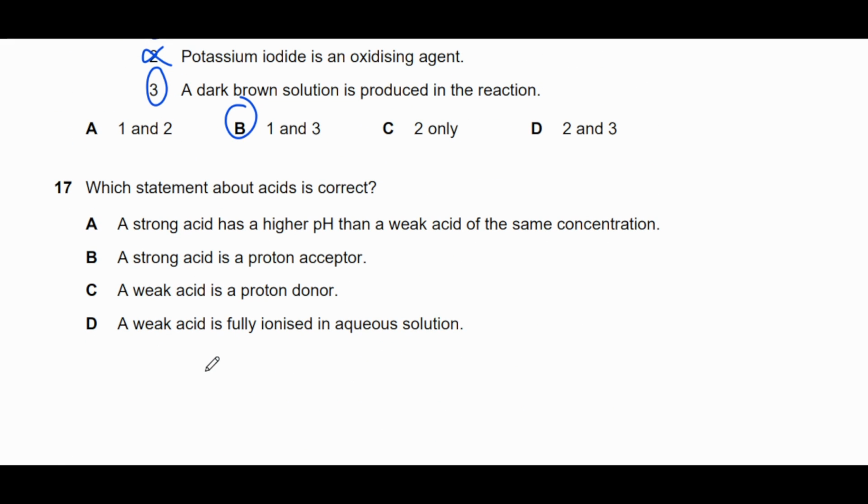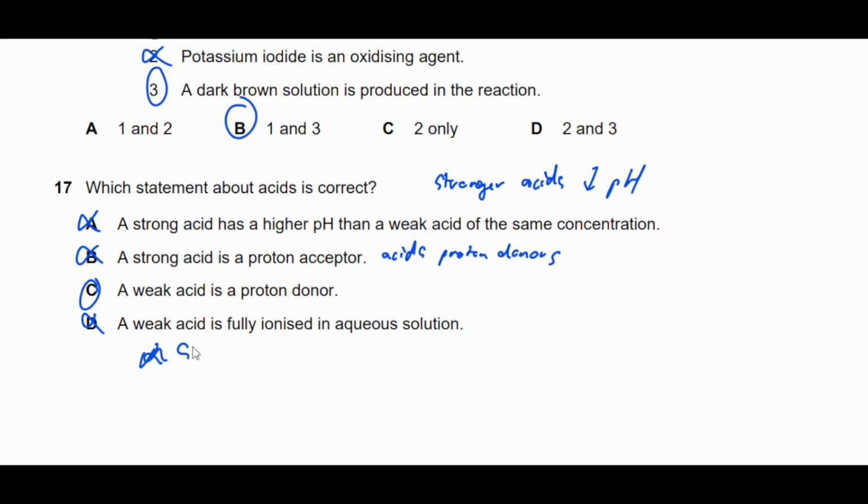Which statement about acids is correct? A strong acid has a higher pH than a weak acid. That is definitely not true. Stronger acids have a lower pH. Okay. Strong acid is a proton acceptor. Wrong. No, acids are proton donors. Okay. Bases are proton acceptors. A weak acid is a proton donor. That's true. Any acid is a proton donor. Okay. A weak acid is fully ionized in aqueous solution. Wrong, because only a strong acid is fully ionized. Okay. Strong acid is fully ionized. Weak acid is partially ionized.